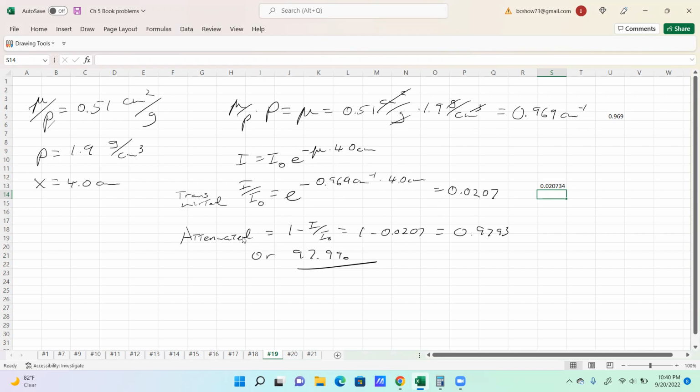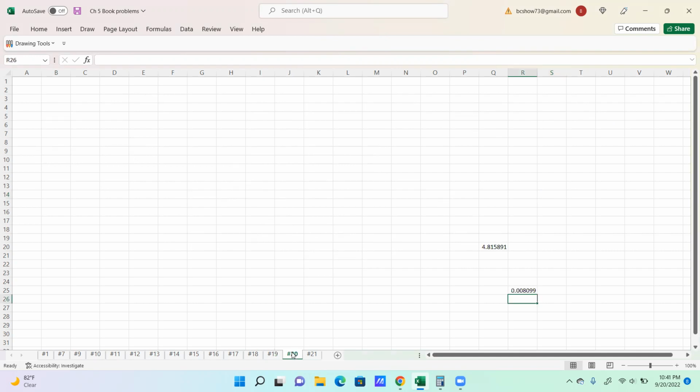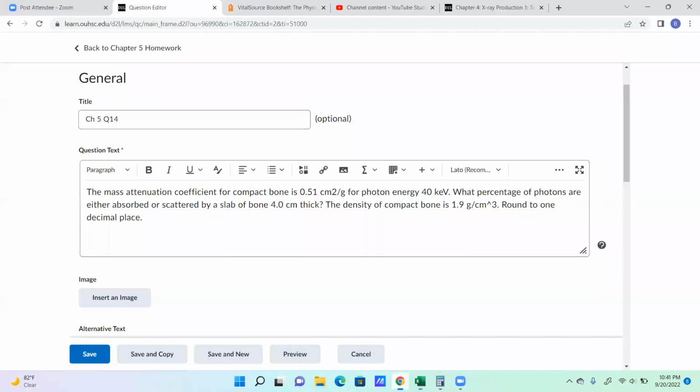0.0207. If I'm looking for the amount that's attenuated, it's going to be 1 minus that. In other words, what's been stopped or what's been deflected. The amount that's attenuated is 1 minus this, and I come up with 0.9793 or 97.9%. Going on to question 20.